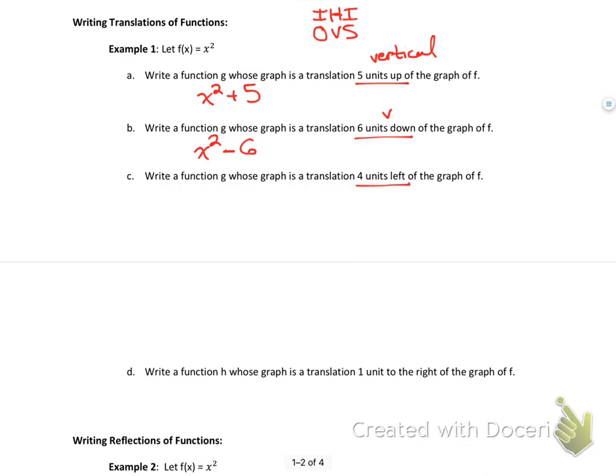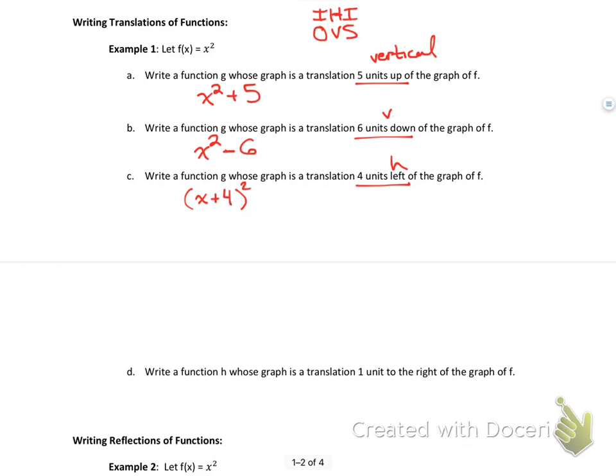Now 4 units left, that's horizontal. That means it goes inside, which means we have to create an inside. So this time, instead of absolute value bars, you have parentheses squared. You have to have that square or it's not quadratic, it's linear. So we need that square to indicate what kind of function it is. Because it's 4 units left, it is inside, and it's inverse. So instead of left being negative, it's actually going to be positive, so it'll be (x + 4) squared.